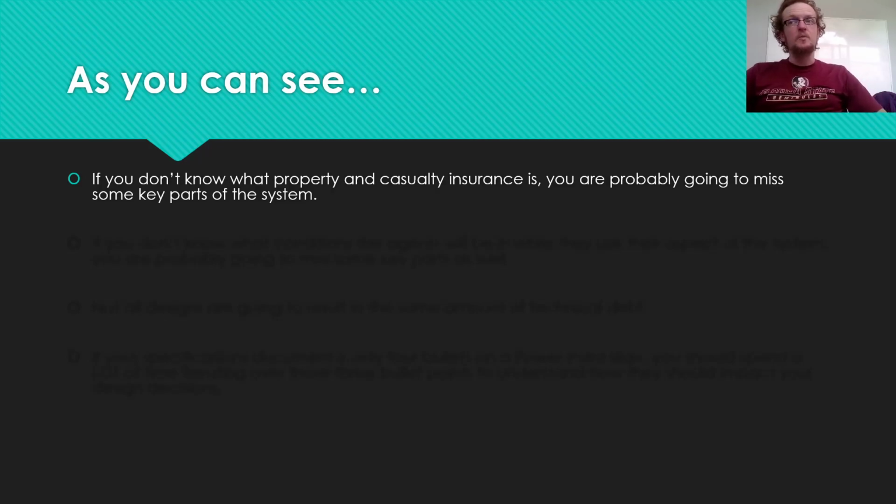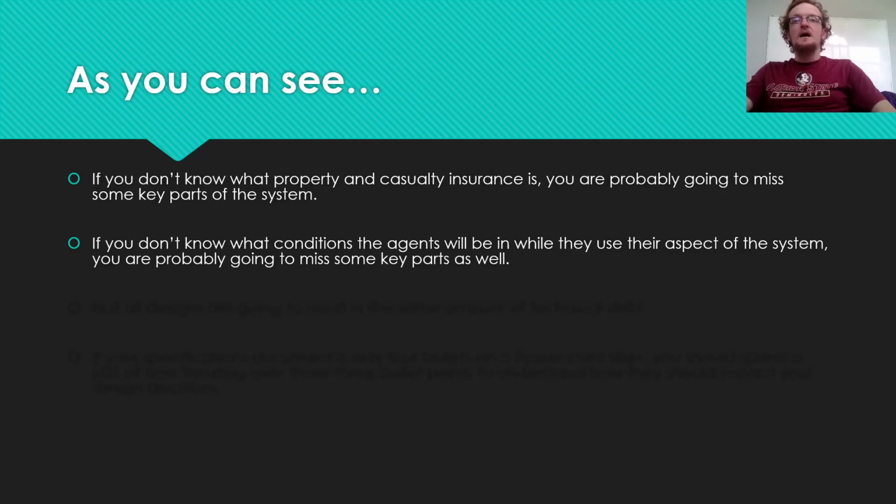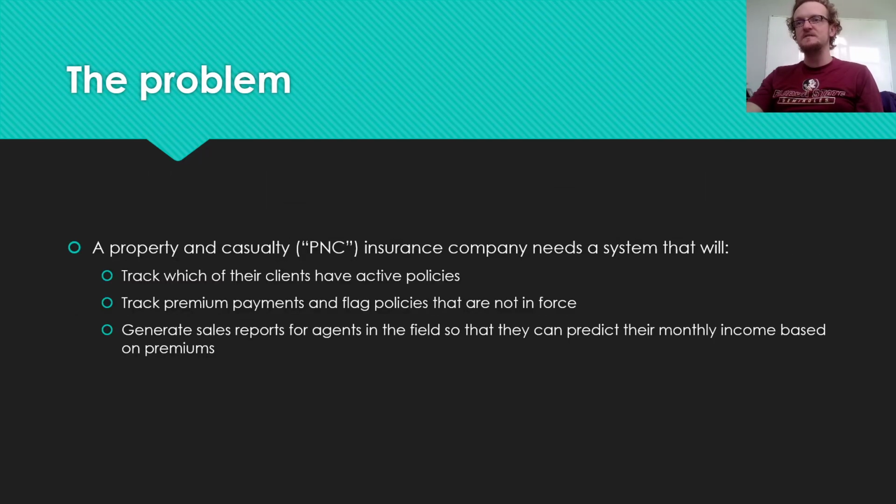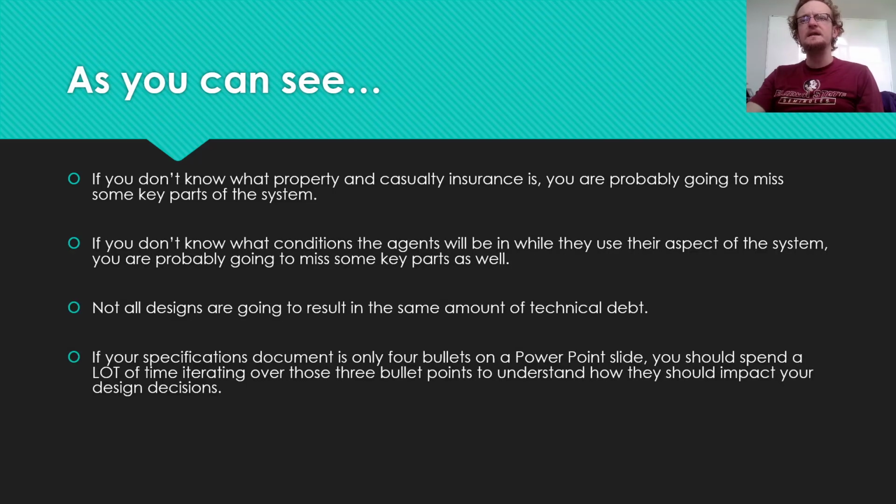So if you don't know what a property and casualty insurance company is, you're probably going to miss some fairly key parts of what the system is supposed to be doing. Moreover, if you don't understand anything about the specific company that's asking you questions, you might not even know how they're trying to use the system. This problem statement doesn't tell us if their sales agents are remote, or working in a call center, or going door to door, for example. And so that context that the people are working in is going to change your answer to some of these design questions.